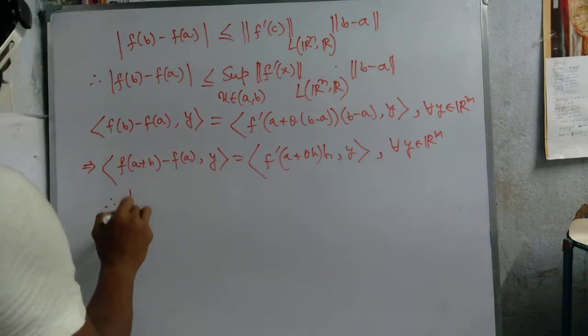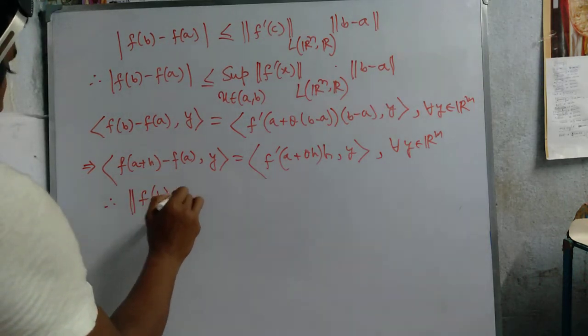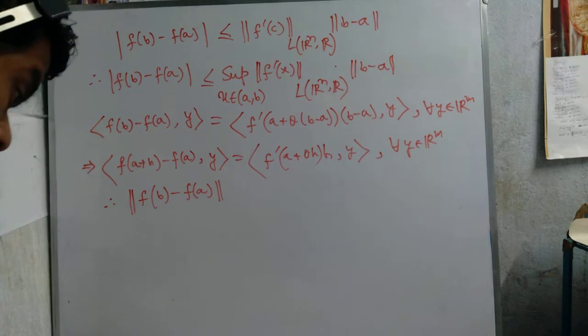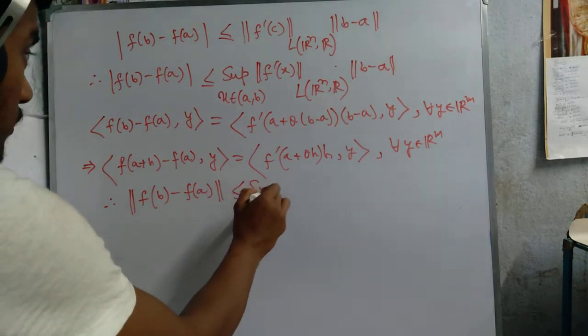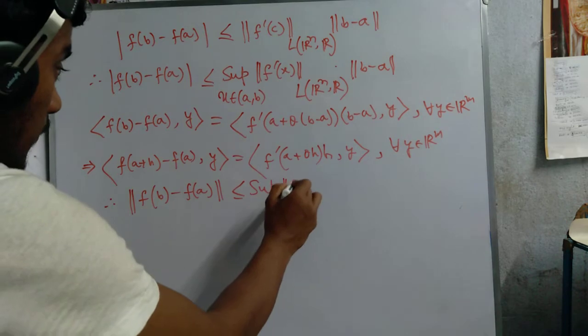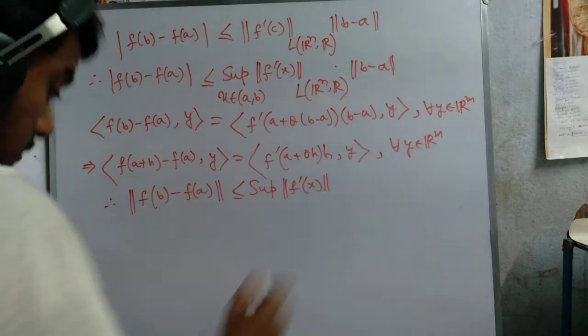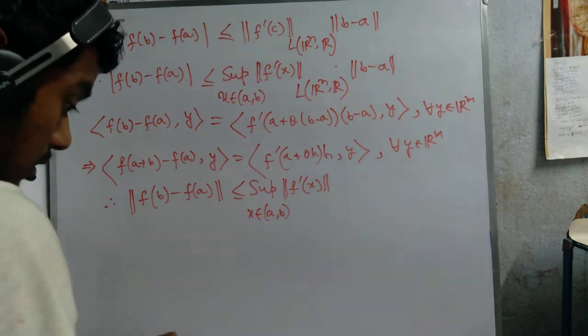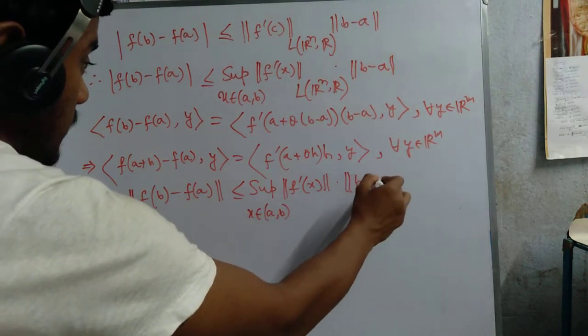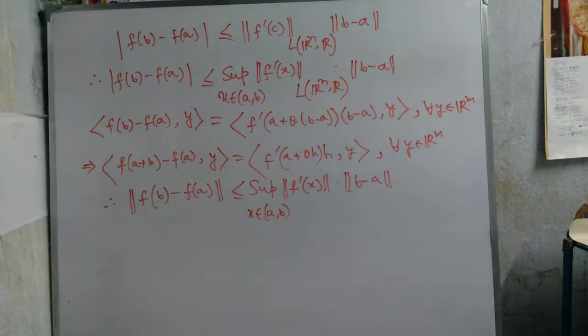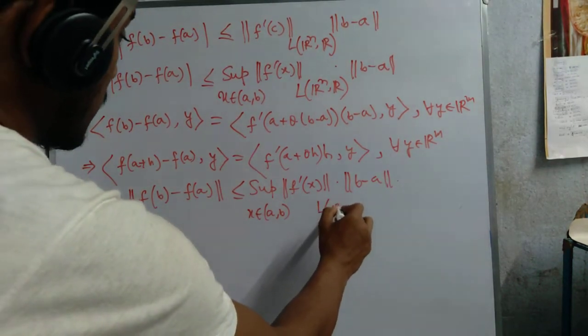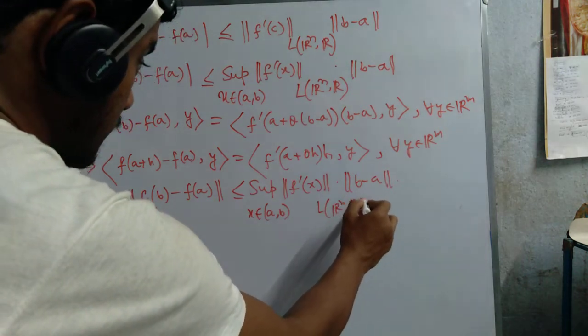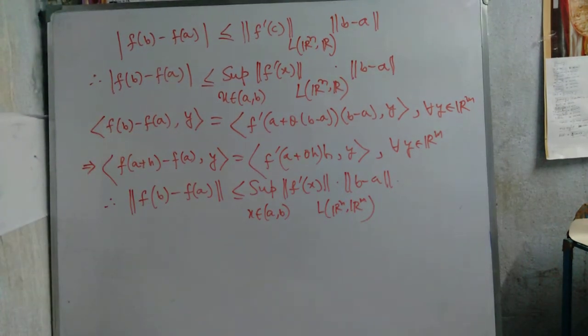Then this one equal to norm of f(b) minus f(a) is less than or equal to the supremum of norm of f'(x), x belongs to open (a, b), multiplied by norm of b minus a. Okay, here this one is defined on Rn to Rm. So we also discuss this one now.